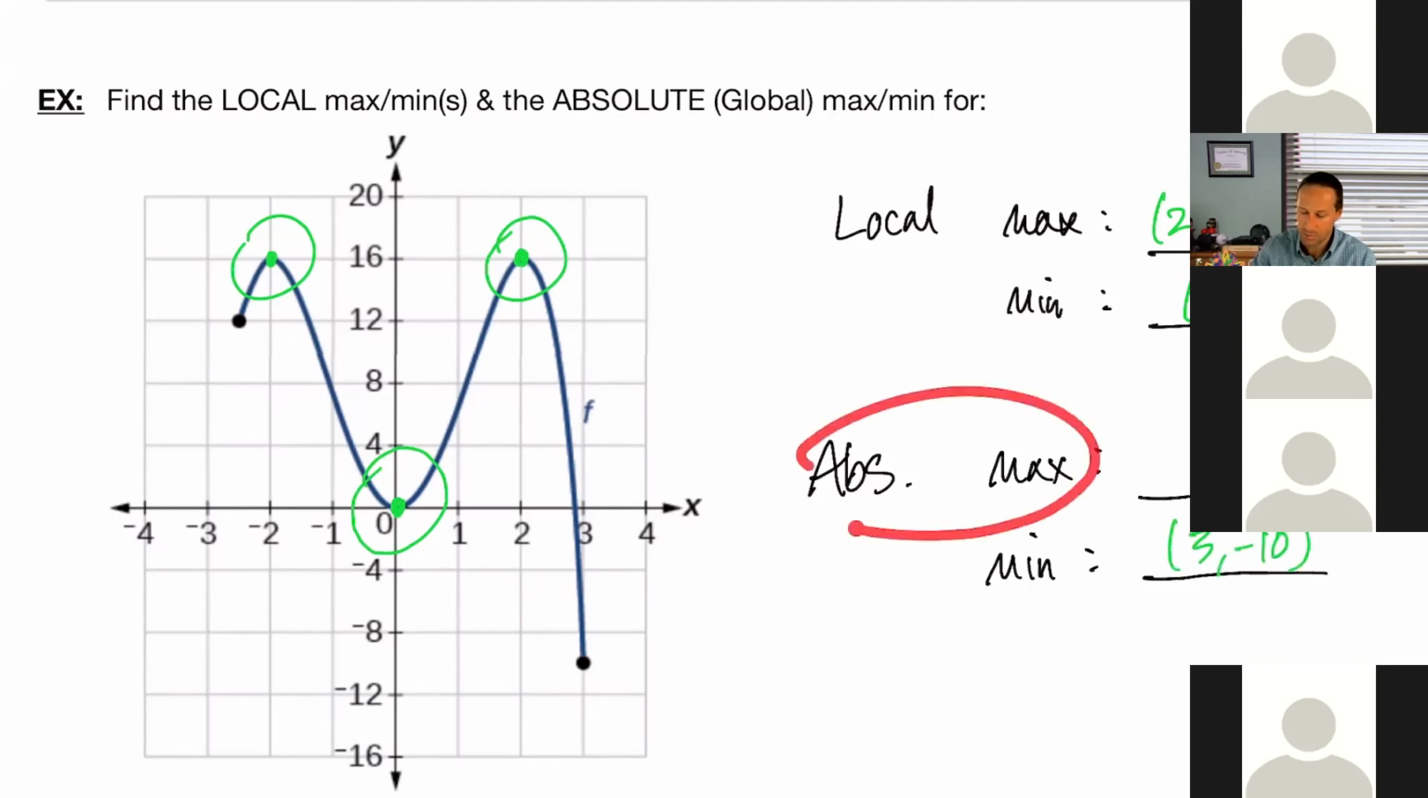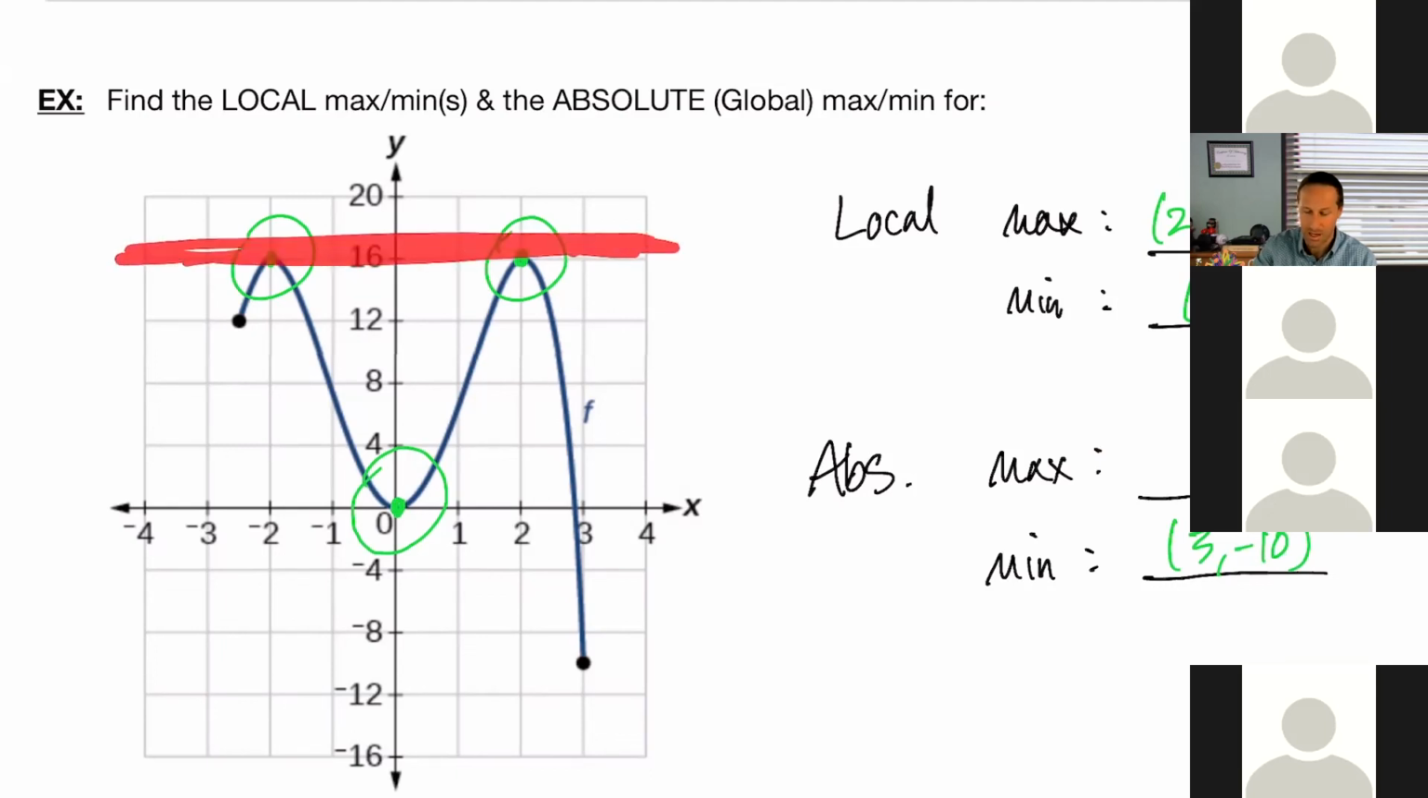Is there an absolute maximum? Yes. Yeah, very good. There is a highest point. There's actually how many of them? 2. 2 of them. Very good. It would be at that value of 16 for both 2 and negative 2. Very good, guys. It's a nice start.